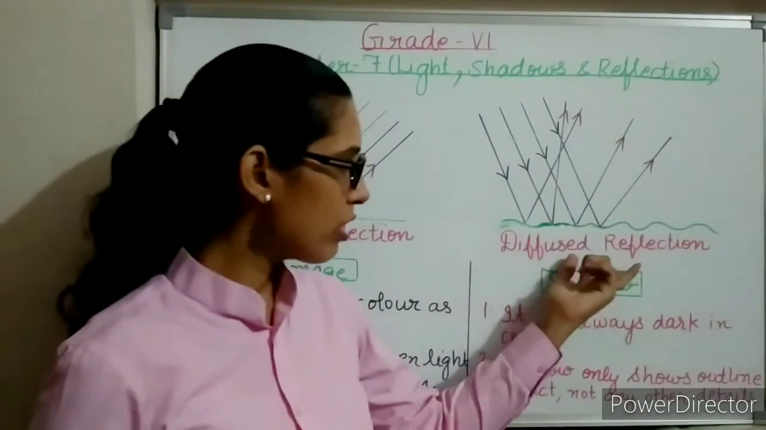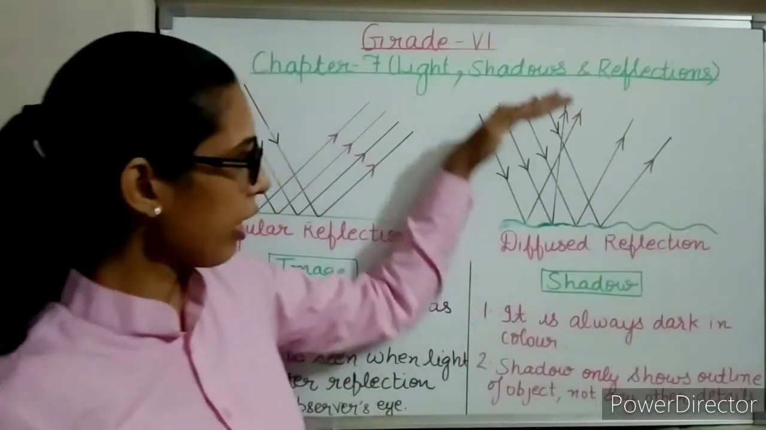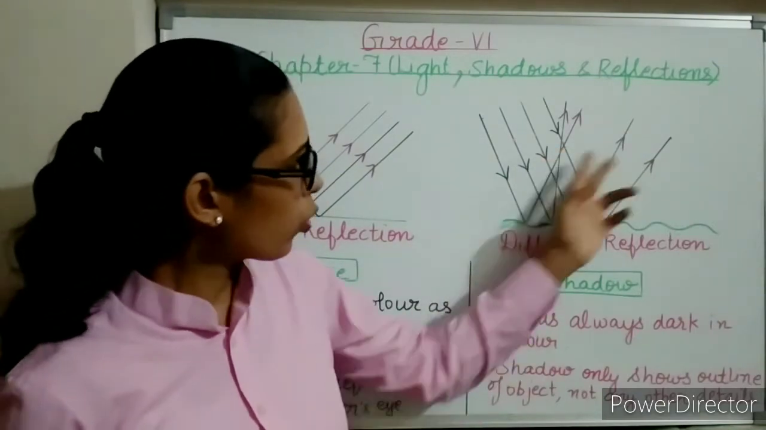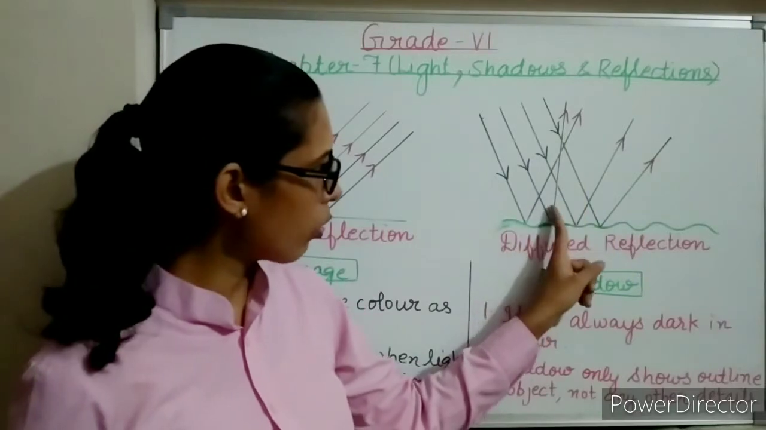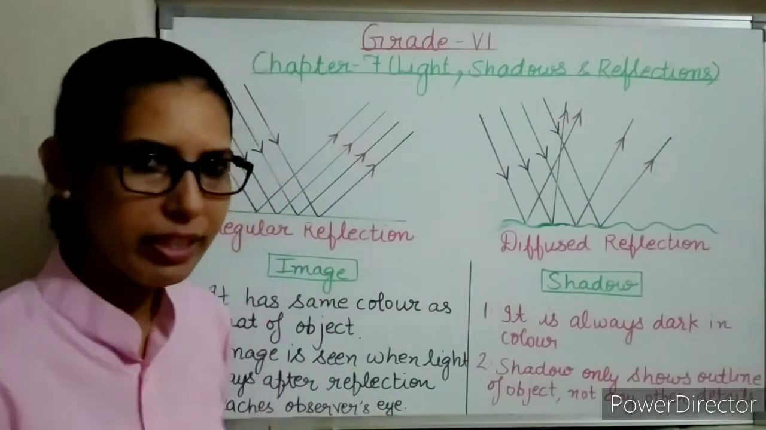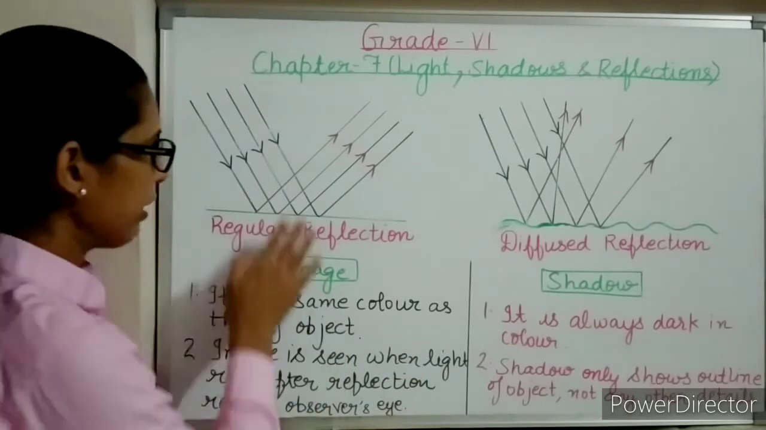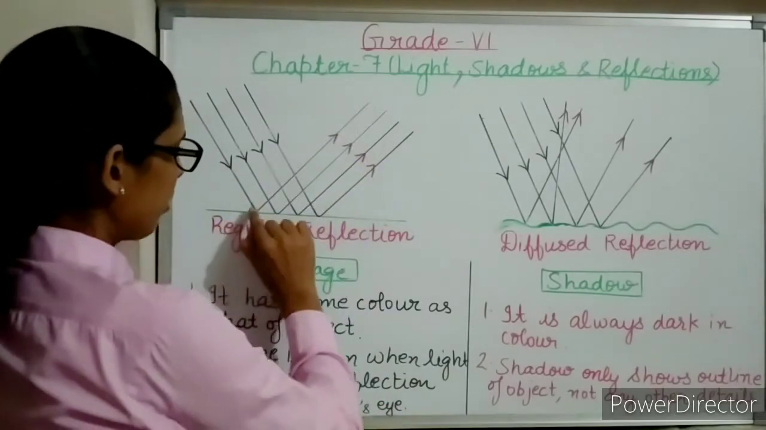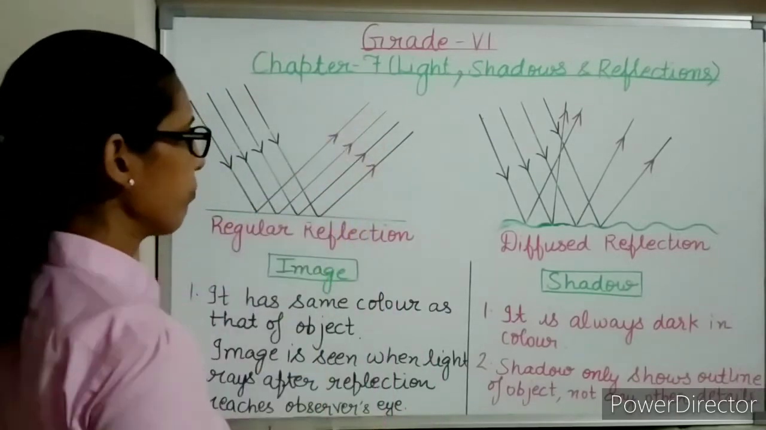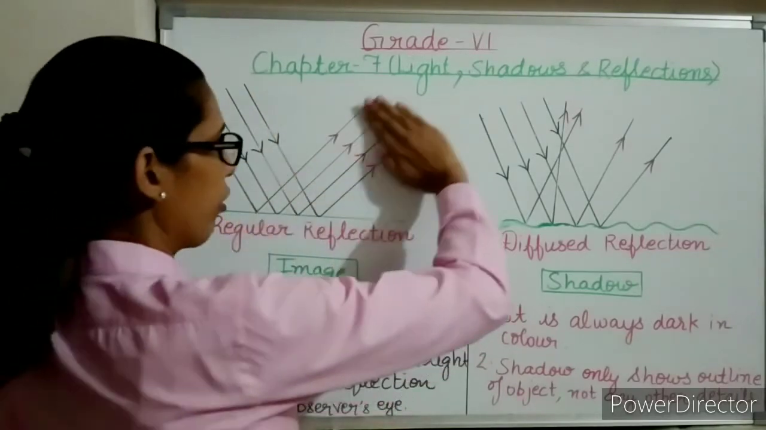Now try to understand diffused reflection. Here you can see the surface is rough. When the light rays fall on any rough surface, after reflection they go in different directions, and you can see the reflected rays are not parallel to each other. What are the incident ray and the reflected ray? The light ray falling on the surface is known as the incident ray, and the light ray after hitting the surface, when it changes its direction, is known as the reflected ray. So these are the incident rays and these are the reflected rays.